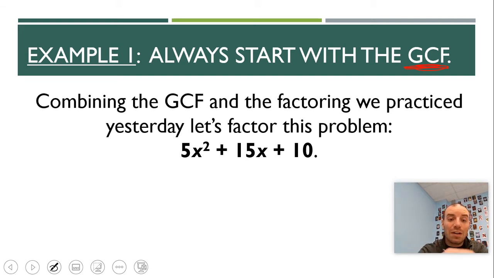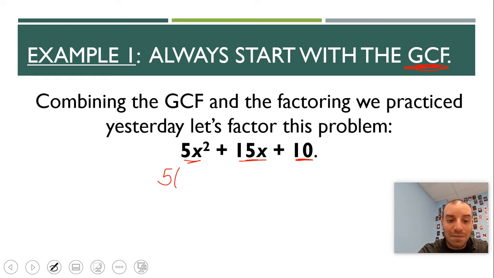We look and say to ourselves, is there a number that I can take out of each of my three terms here? I've got 5x squared, 15x, and 10. I can take a 5 out of all of these. They all can be divided by 5. So the first thing you always want to do is start by looking at the greatest common factor. You want to factor that out, similar to what we saw 2 lessons ago.